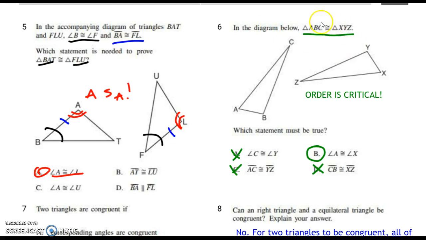For question 6, I know that these two triangles are congruent to each other. It says it right here. And order is critical, which means A and X correspond. In other words, angle A is congruent to angle X. Angle C is congruent to angle Z, and so on.